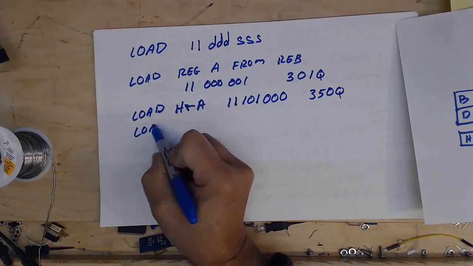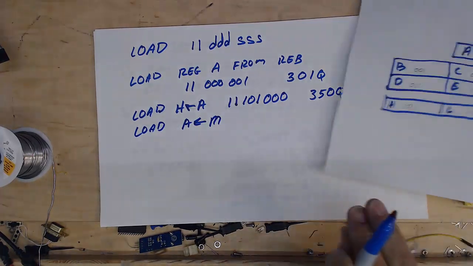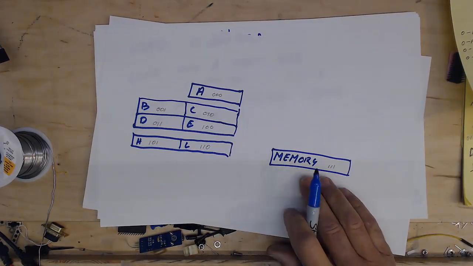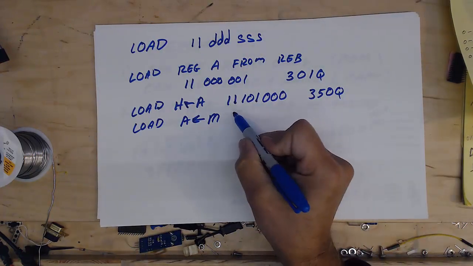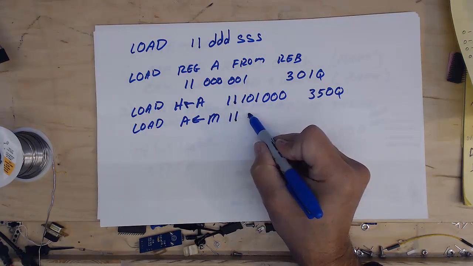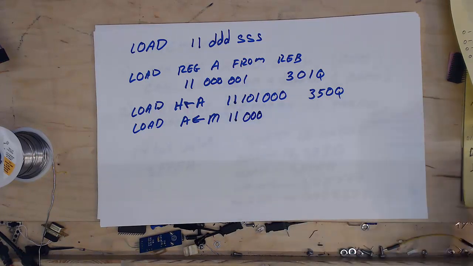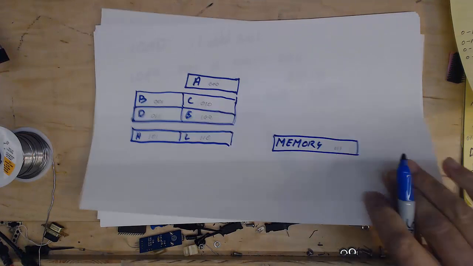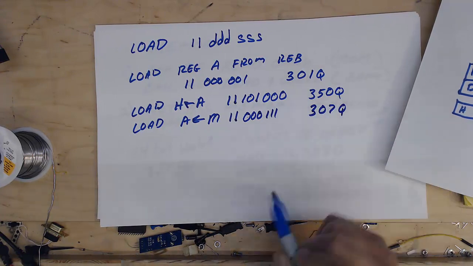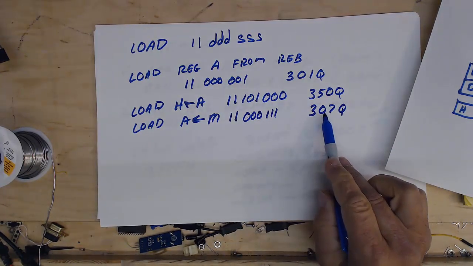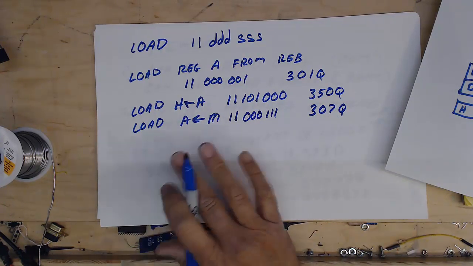Now we can load A from our memory location. Remember we said we've got this memory location here that we can load from, and we'll talk about later how we figure out what memory location we're loading from, but for right now we can load from that memory location. That's going to be 1, 1. The destination is 0, 0, 0, that's A, and the source is going to be the memory location, which from our little chart here is 1, 1, 1. So 3, 0, 7. If we feed that to the processor, 3, 0, 7, it's going to take whatever's in our memory location and put that in register A. Okay, those are all the load instructions.